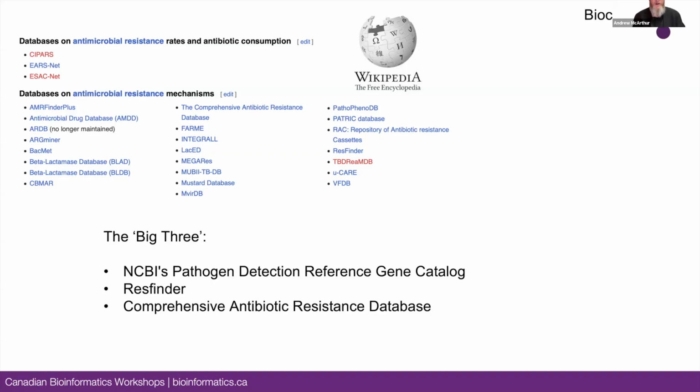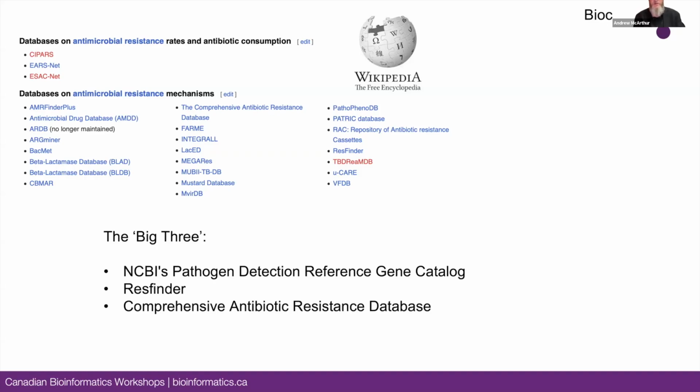There are ones that pass: they're active and curated for a year or two, and then they lose their funding and they're not curated anymore. Some of them are syntheses, so they're databases built of databases. But the big three are the National Library of Medicine's NCBI Pathogen Detection Reference Gene Catalog, that's in Washington, D.C., ResFinder in Copenhagen, Denmark, and the Comprehensive Antibiotic Resistance Database in Canada. These three all work to be comprehensive.